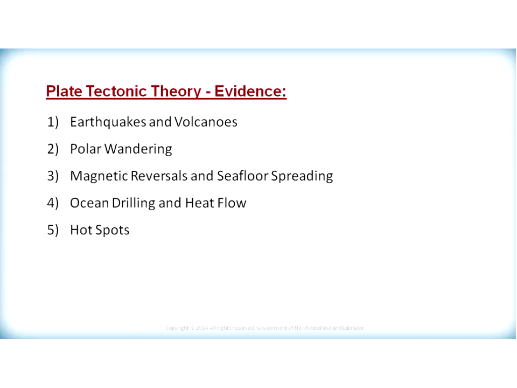Some evidence to explain the plate tectonic theory focuses on 5 main topics. Number 1, earthquake evidence and volcanic evidence. Number 2, we see polar wandering. Number 3, magnetic reversals and seafloor spreading. Number 4, ocean drilling and heat flow. And number 5, hot spots located within tectonic plates. These 5 pieces of evidence support the plate tectonic theory, and they will be discussed in a further presentation.